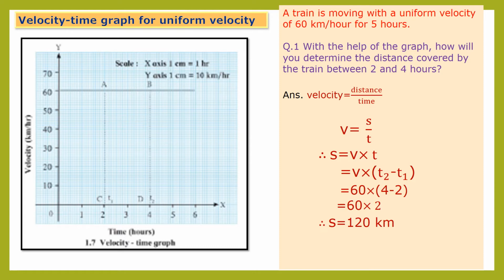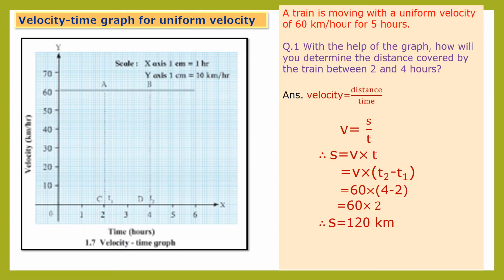So this is the graph for velocity versus time. Velocity is given in kilometer per hour and time is given in hours. The scale for this graph is, on the x-axis 1 centimeter is equal to 1 hour, and on the y-axis 1 centimeter is equal to 10 kilometer per hour. They have mentioned here that a train is moving with a uniform velocity of 60 kilometer per hour for 5 hours.